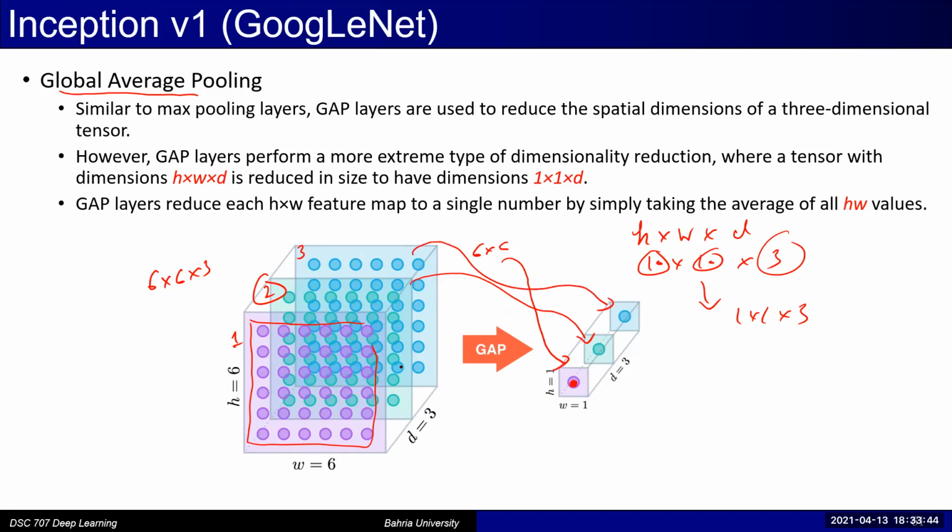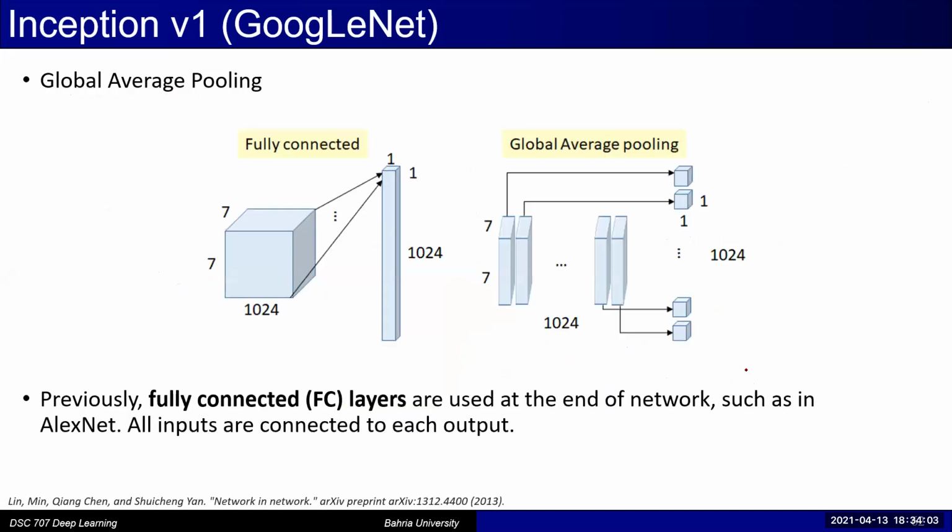Okay, so it means from every channel, I am just keeping the average. So whatever my dimension was, I get eventually 1 cross 1 cross D. So you see, it is a very severe type of pooling, that from 6 cross 6 cross 3, we are coming down to 1 cross 1 cross 3, right? So all of a sudden, you are just keeping the average. Now, what is the advantage of this?